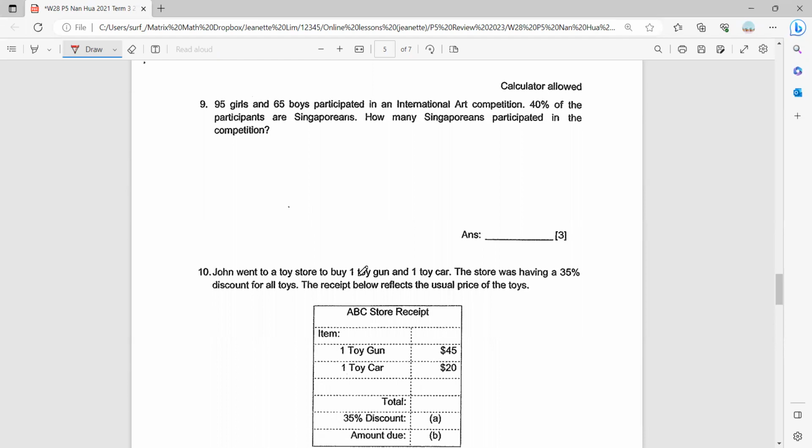Okay, question 9. 95 girls and 65 boys participated in an international art competition. 40% of the participants are Singaporeans. How many Singaporeans participated in the competition? Okay, so we are finding 40% of the participants, right? So first, let's find how many participants are there. Boys plus girls. This will give us 160. So Singaporeans will be 40% of that. So 40 over 100 times 160. So answer 64 Singaporeans.